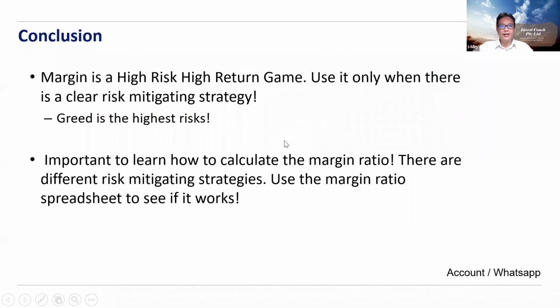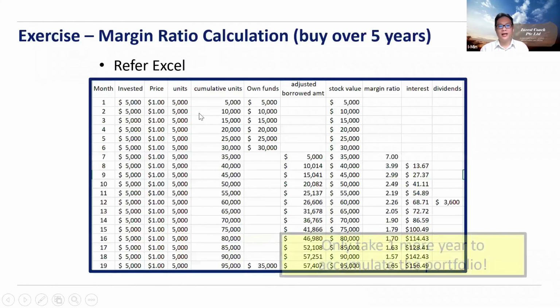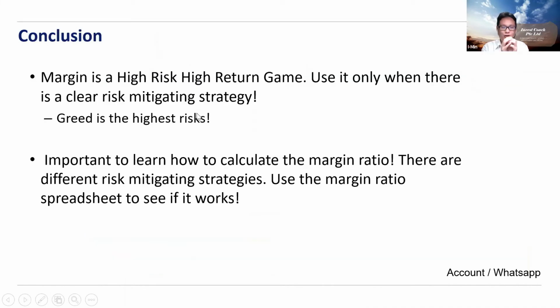Conclusion. Margin is a high risk, high return game. Use it only when there's a clear risk mitigating strategy, and this is basically the risk mitigating strategy I'm talking about. Then of course, watch your greed. Like I said, personally, I'm so susceptible to it. At first, I told myself I'd stop at 2.0. I've now actually tuned down to 1.8 already. Hopefully, I can stick to it.